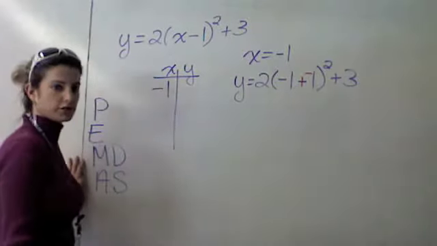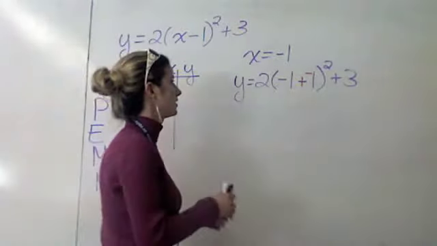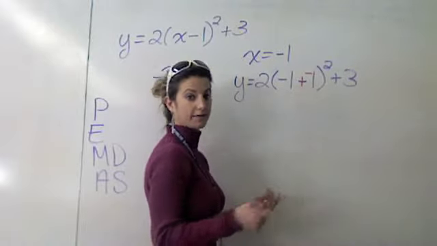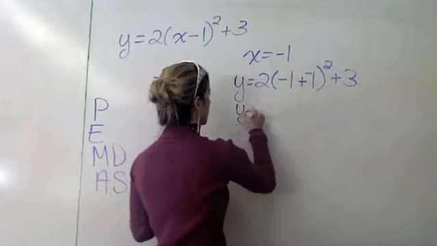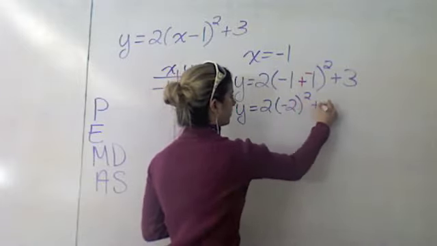So let's think about this. Our order of operations over here, what comes first? Parentheses. So we want to do what's in the parentheses first. So -1 plus -1 is -2. So y equals 2 times (-2) squared plus 3.